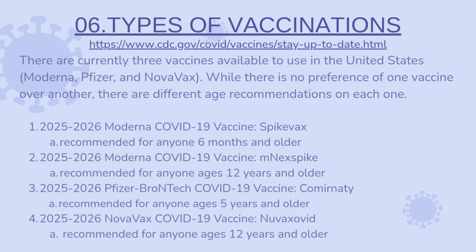In addition, another type of vaccine which also belongs to this group, named mNEXSPIKE, is mainly aimed at juveniles aged 12 years and older. Another type called Comirnaty belongs to Pfizer-BioNTech, which emerged for younger children aged 5 years and older. Other than that, Nuvaxovid belongs to Novavax and is mainly used for people 12 years or older.